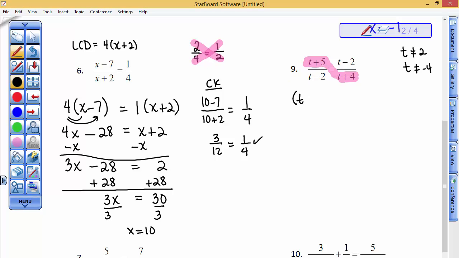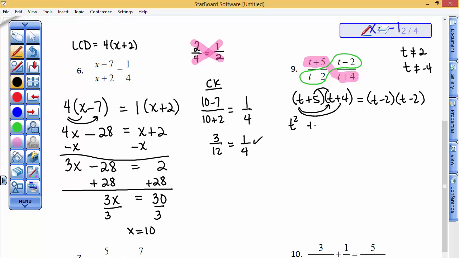So t plus 5 times t plus 4. And then let's do this binomial times this binomial. So t minus 2 times t minus 2. And you may be going, this is looking pretty involved here, because there's going to be t squared terms. And there is. When you FOIL this, which is what you've got to do, t times t is t squared. And then here I get a 4t and a 5t, which is a total of 9t. And 5 times 4 is 20.